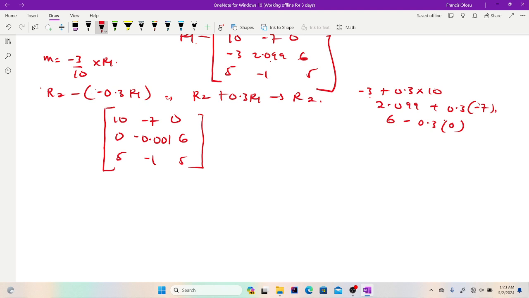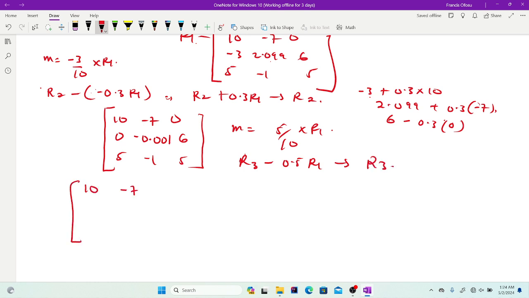So the next thing to do is to eliminate our 5 here, and we can do that simply by using our row operation. So my multiplier m is simply going to be 5 over 10, right? Multiplying r1. Then I subtract this from my third row. So row operation r3 minus 0.5 r1, all goes into r3. So what will be our new matrix?